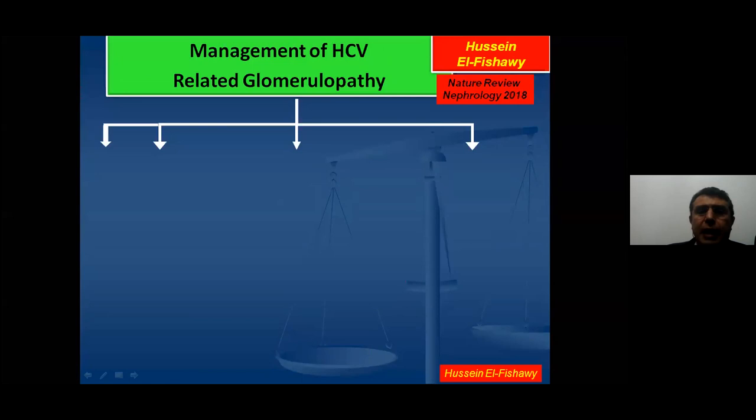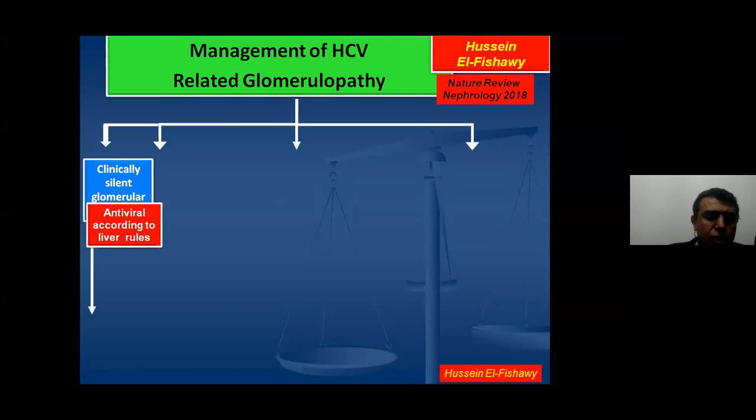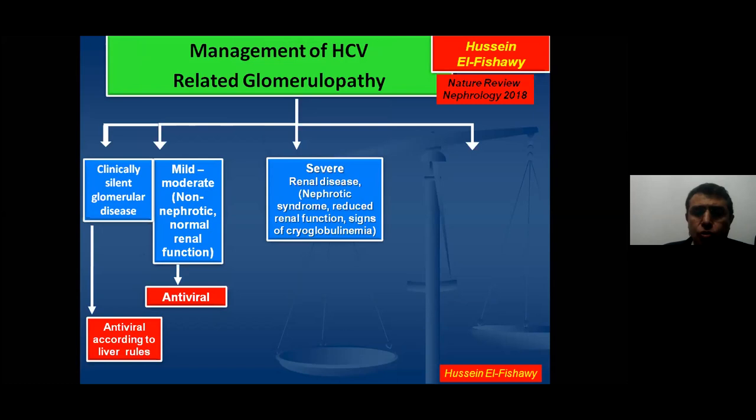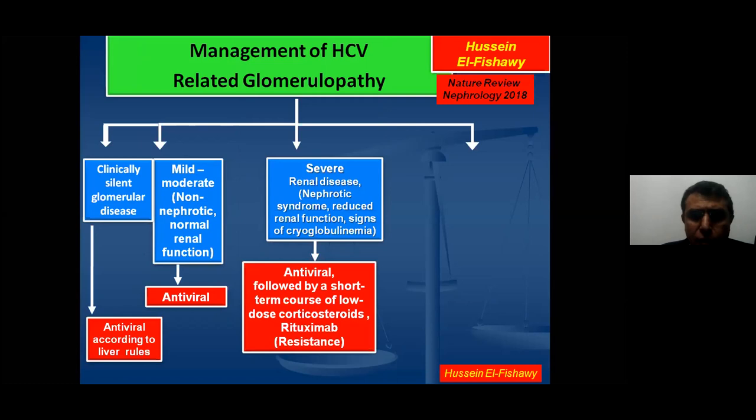Clinically silent liver disease: just antiviral therapy according to liver rules. If we have mild disease in the form of mild to moderate non-nephrotic range with normal kidney functions, still use antiviral therapy. But if we have moderate to severe renal disease with nephrotic syndrome, reduced kidney functions, signs of cryoglobulinemia, in this situation, antiviral therapy followed by a short-term course of low-dose corticosteroids. And if still resistant, rituximab will be the drug of choice.